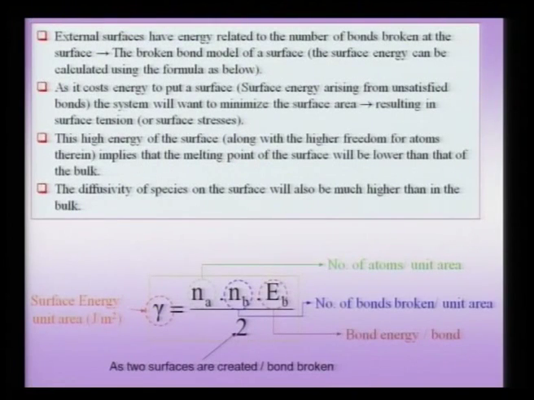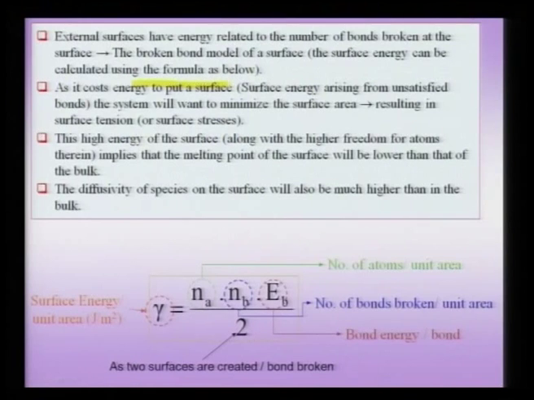Now, what is the simplest way I can calculate the energy of a surface? So, the simplest assumption I can make is that after making the cut, the surface remains unaltered and it is exactly the same as the bulk, it is a termination of the bulk. So, in this case I can go ahead and make a calculation of the energy based on the number of bonds broken. So, I can see that it costs energy to put a surface, the system will want to minimize the surface area, and this will result in surface tension.